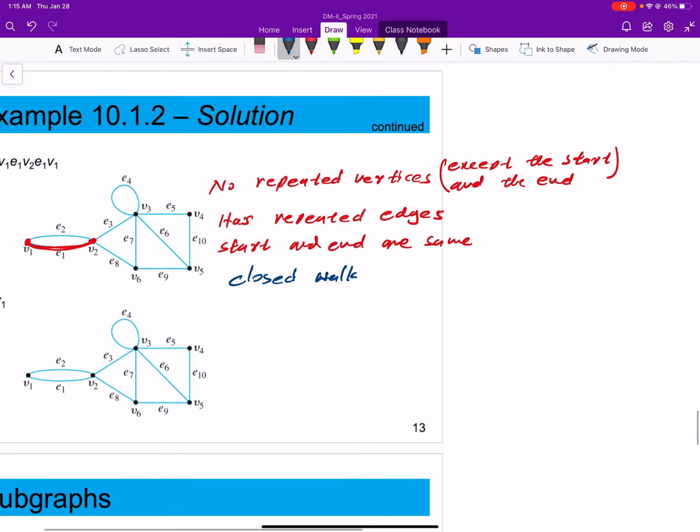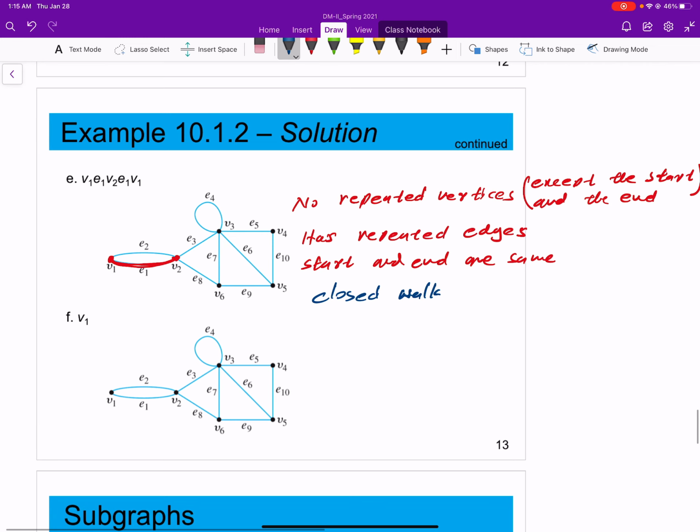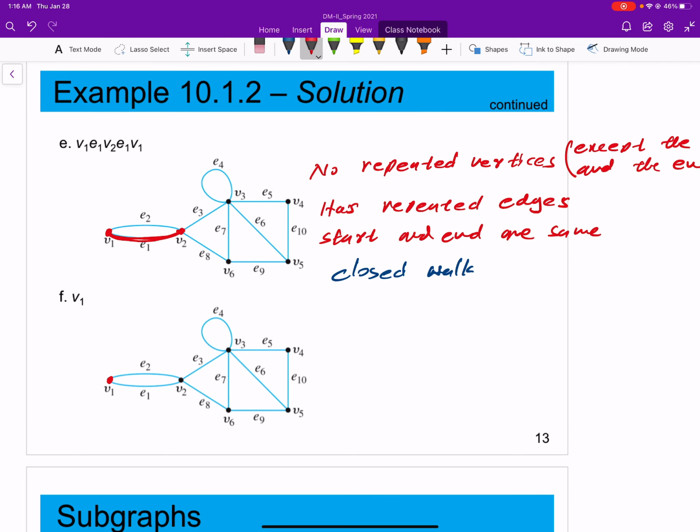All right. In the last case, it is just one vertex. You are not going anywhere. Okay, you are just staying at the same place. So this is a trivial walk. Okay, you could say it's a trivial walk if you need.